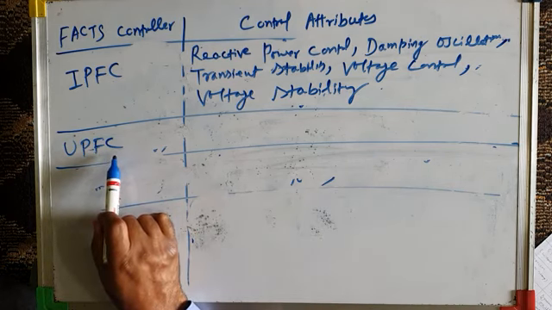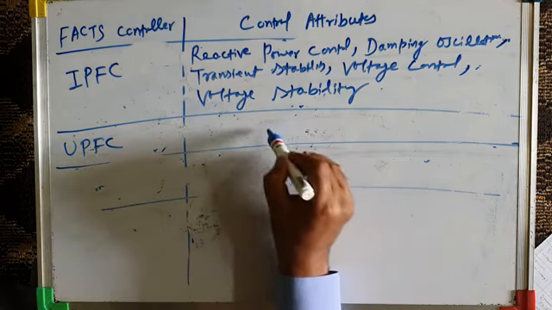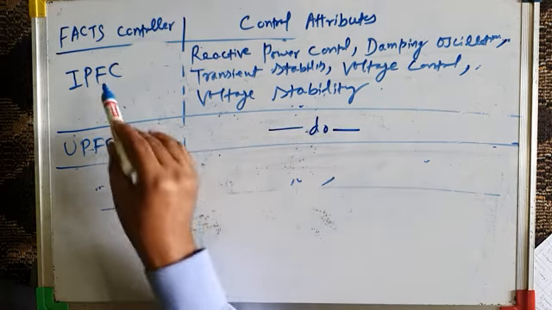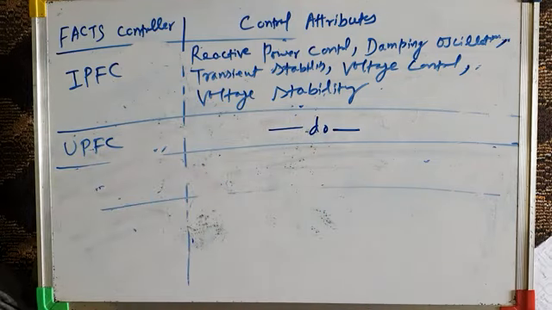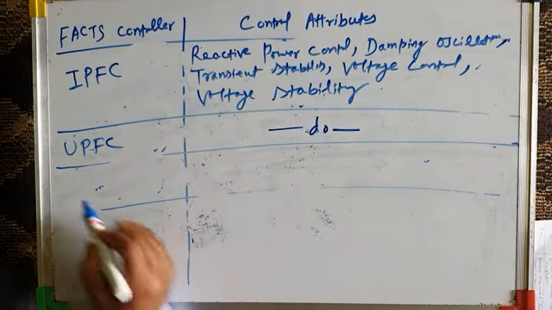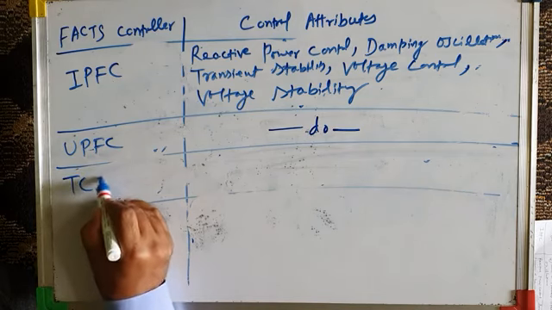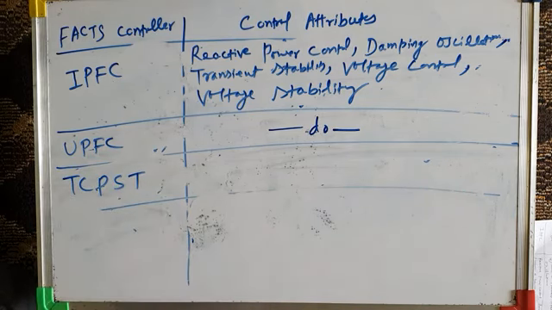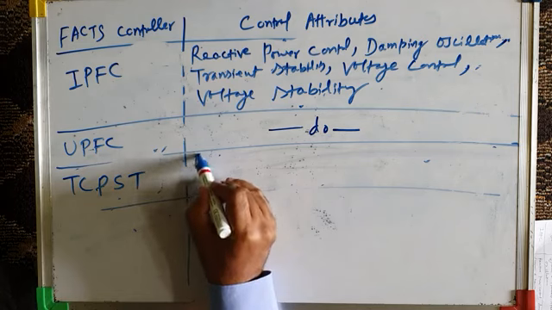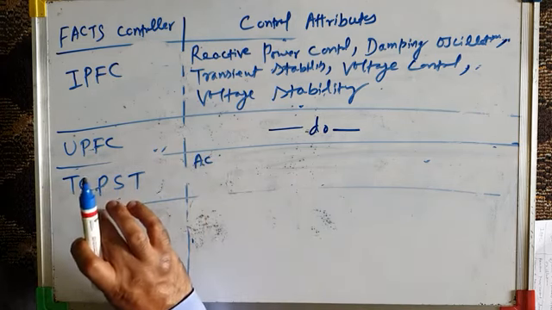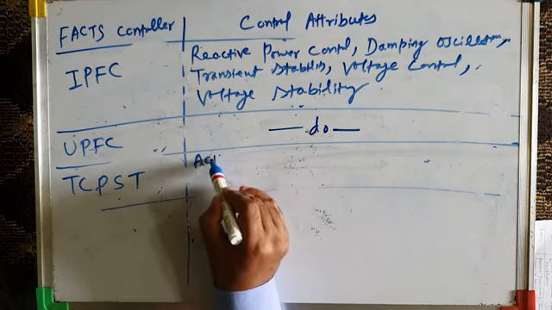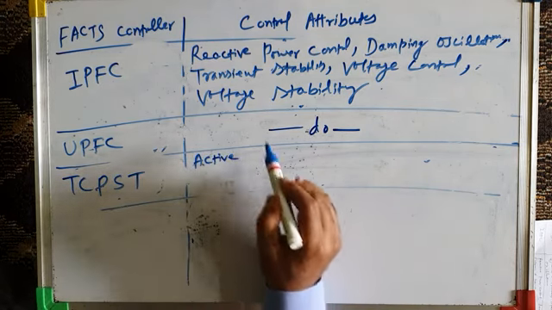What are its control attributes? Its control attributes are the same as those of the interline power flow controller, ditto. Okay, and then we have additional controllers, that is thyristor controlled phase shifting transformer, TCPST. What are its control attributes? When you are changing the phase shift, when you are changing the phase angle of a power transmission line, you are actually controlling the active power.